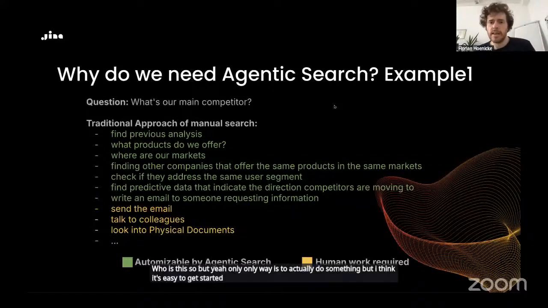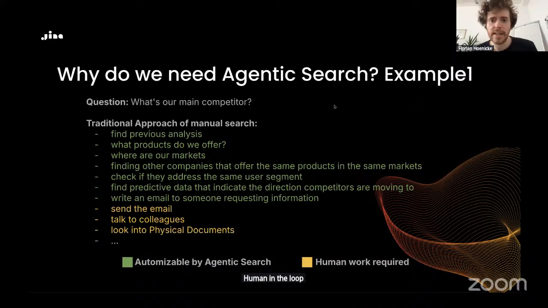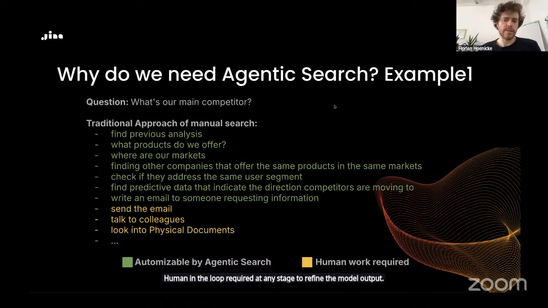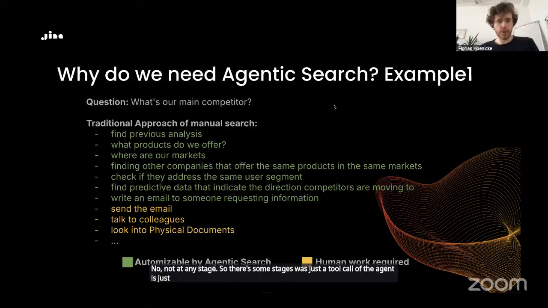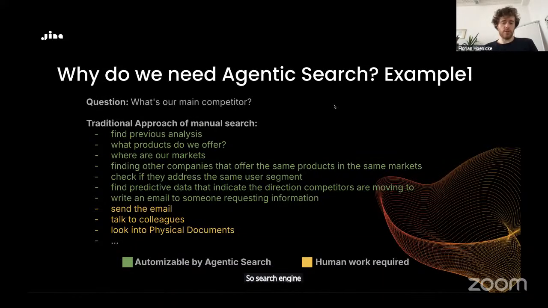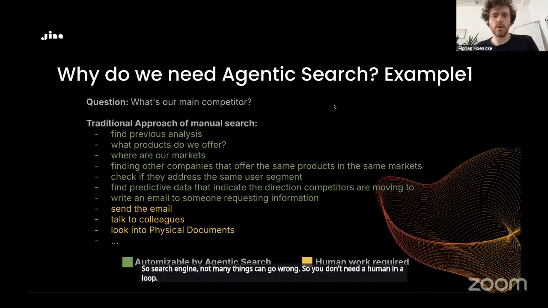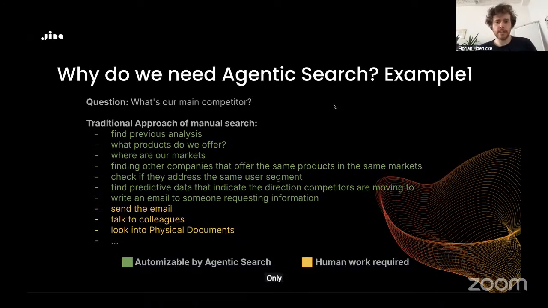What is HITL? Human in the loop, required at any stage to refine the model output? No, not at any stage. There are some stages where the tool call of the agent is just a simple search query. With a search engine, not many things can go wrong. So you don't need a human in the loop, only for more critical things like sending email, deleting a user, whatever.